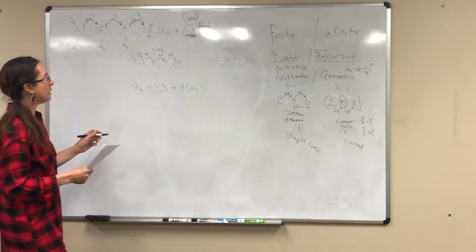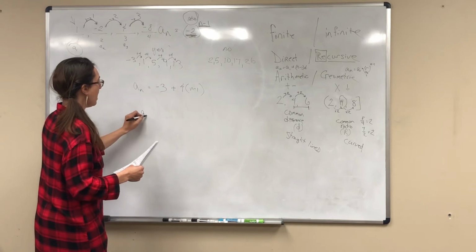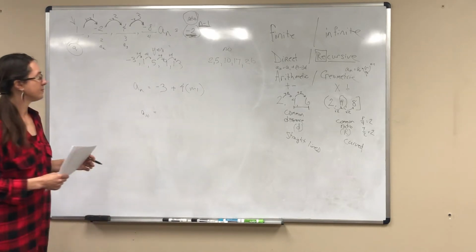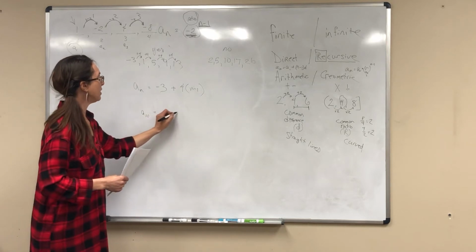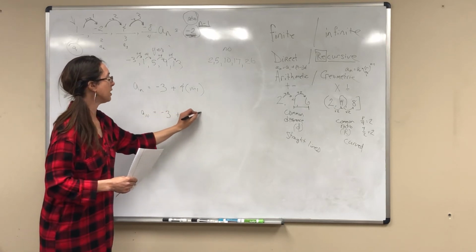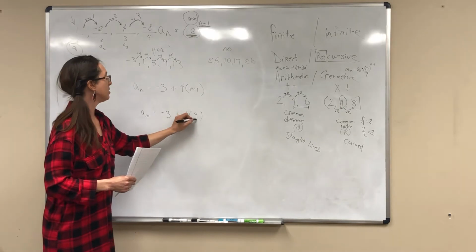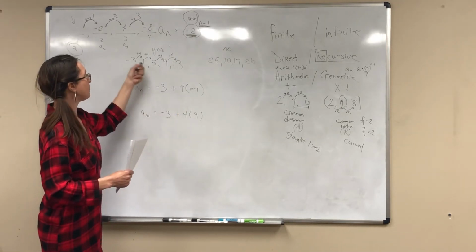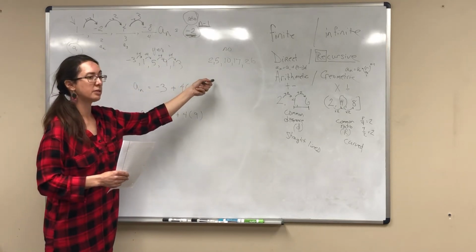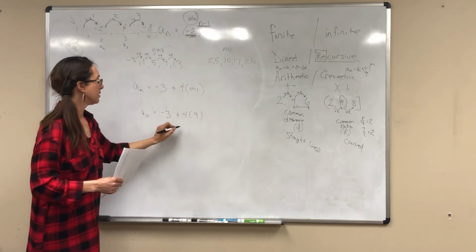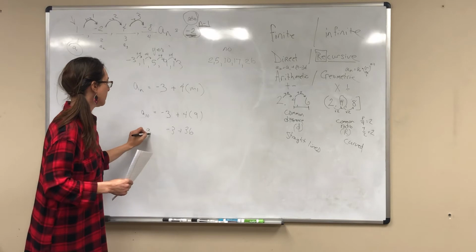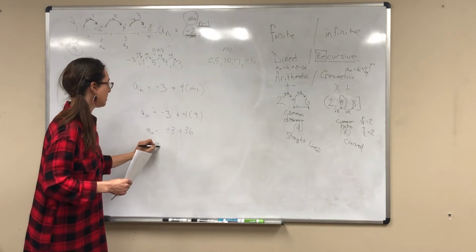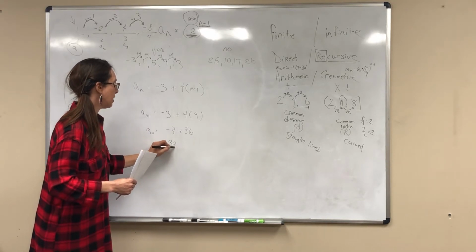So what would be our 10th term? That'd be negative 3 plus 4 times what? 9. So I start at negative 3. I'm going to jump 9 times. So 36 minus 3. A sub 10 is going to be the number 33.